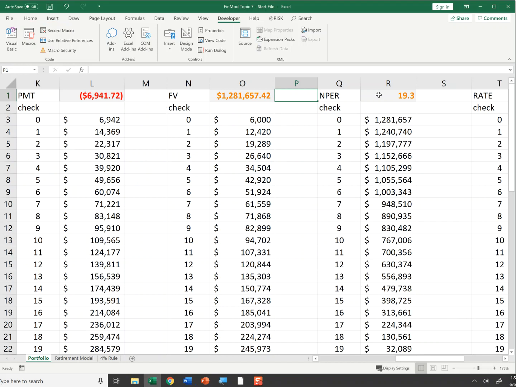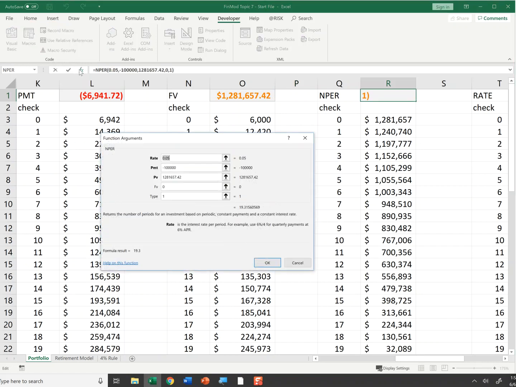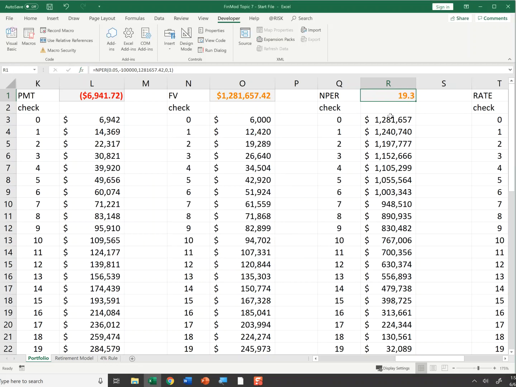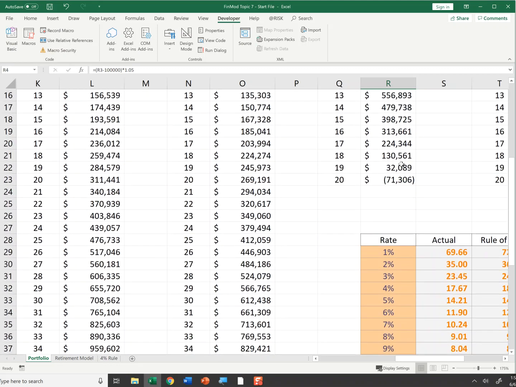And if I go to my function, I type in 5%, $100,000 is a negative. Present value, $1.2 million. 0 is my future value, and 1 is the type, and that gives me 19.3 years. I could prove that by saying, okay, I start off with $1.281 million. I start withdrawing $100,000 a year. And between the 19th and 20th year, I run out of money.